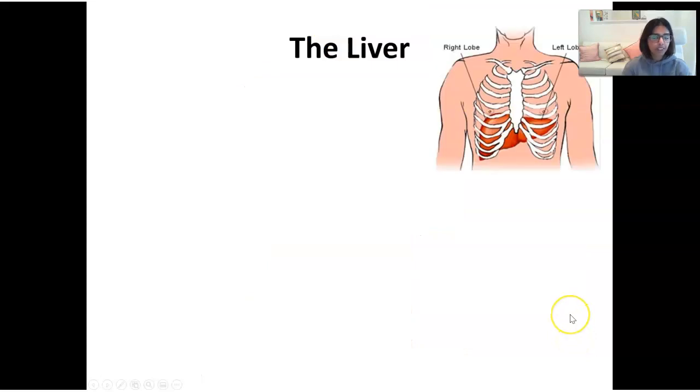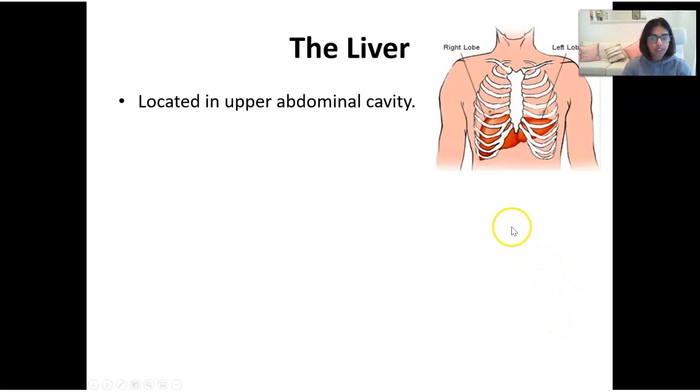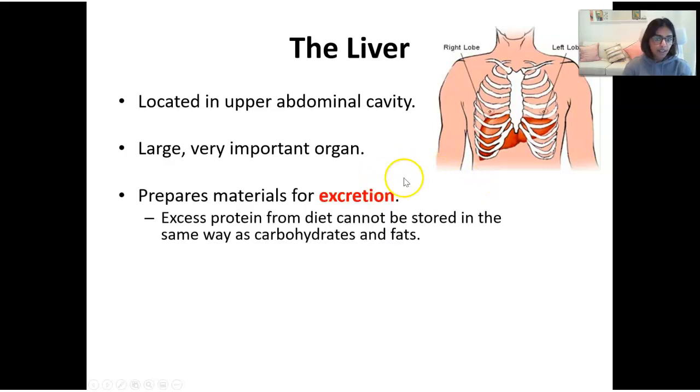So if we look at the liver first of all, it's located in the upper abdominal cavity. It is situated quite high up in the chest. You can see here that the ribs are protecting most of it. It's large. It's about 3 to 4 kilograms in a full-grown human, so it's a substantial size. And what the liver does is it prepares materials for the process of excretion.